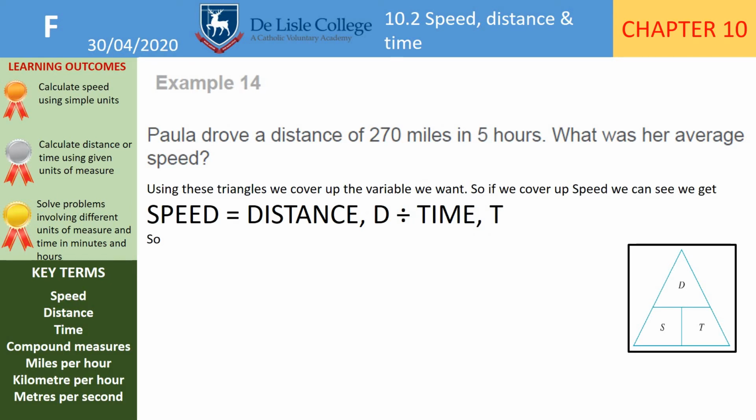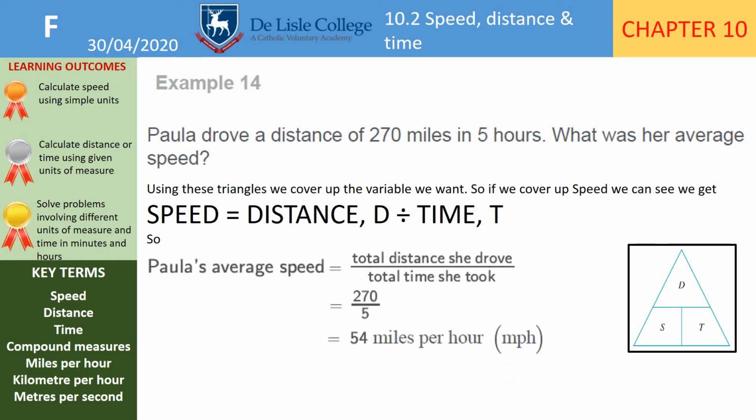Okay, so let's look at an example. Paula drove a distance of 275 miles in 5 hours. What was her average speed? Now, the way the triangle works is you cover up what you want to find. So if you put your finger over the S on the triangle, you'll see you've got D over T. So speed is distance, that's D, divided by time, T. So here, Paula's average speed is the distance, 270, divided by 5, because that's the time she took, which is 54 mph, or miles per hour.